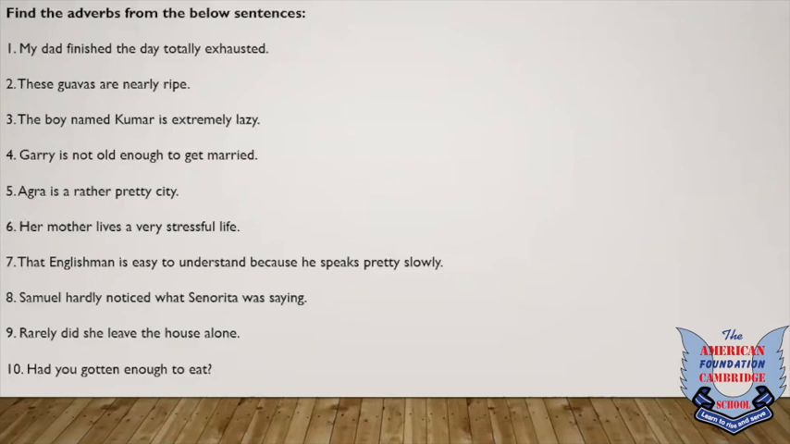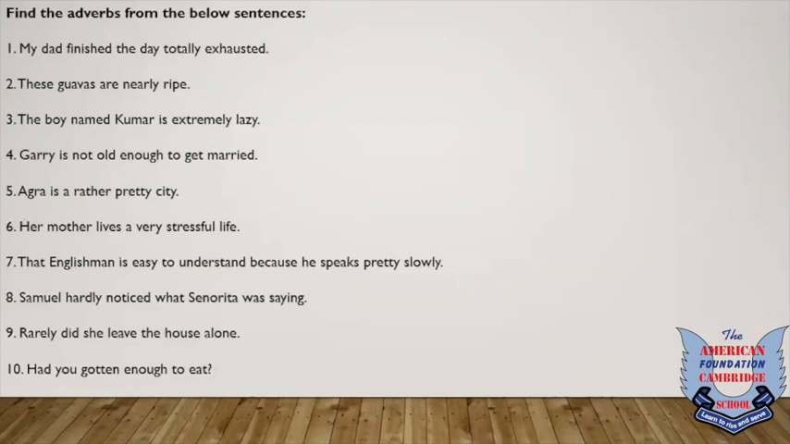Her mother lives a very stressful life. Here the adverb is stressful because it describes how the mother is living her life. That Englishman is too easy to understand because he speaks pretty slowly. So here the adverb is slowly, and it can also be pretty because there can be two adverbs, since both of them describe the speaking style of the Englishman.